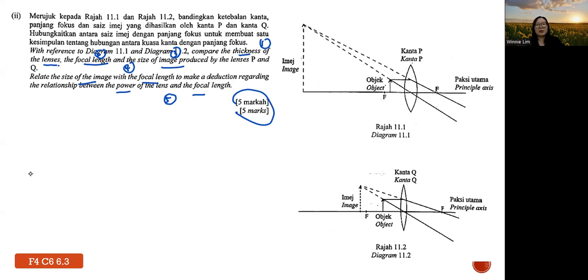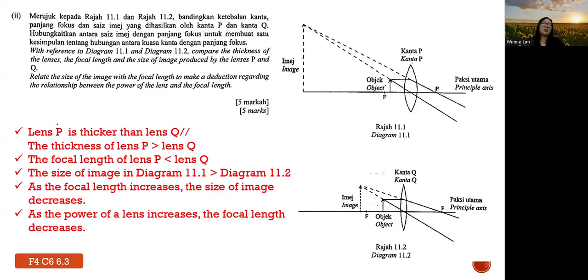Okay, so thickness, obviously, right? Thickness means this. So who is thicker? 11.1 is thicker. Then next, focal length. Who is greater? 11.2. Okay, then the image in 11.1 is bigger. So when the image size is bigger, the focal length is shorter. So generally, how do we relate power with focal length? High power, short focal length, or vice versa. Okay, so this is the way you all write it.